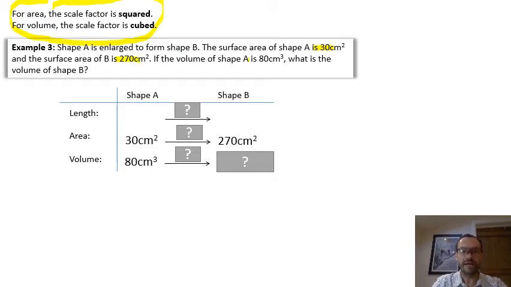The volume of A, right, so we don't have anything about the lengths. And this is where we're going to go from, what have we got? We've got two areas, so we're going to go from area to length to volume on this one.